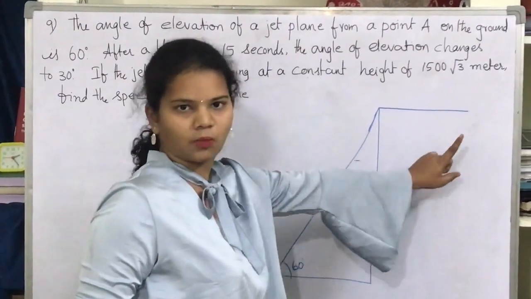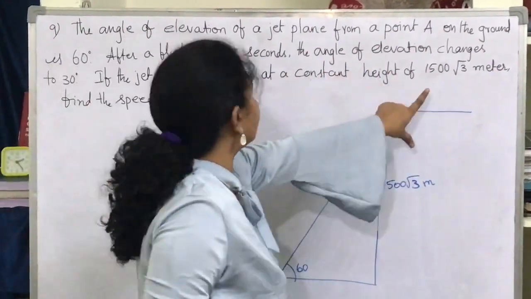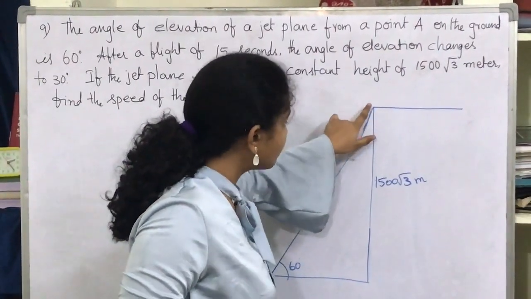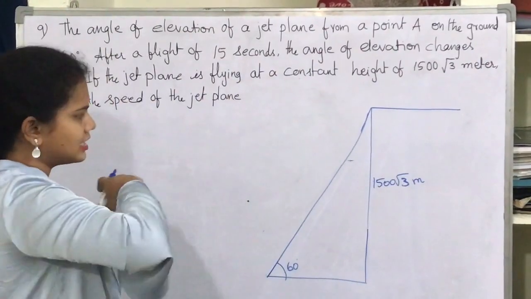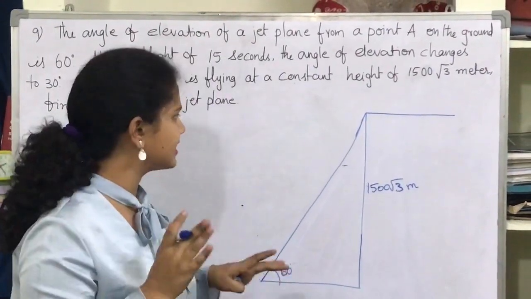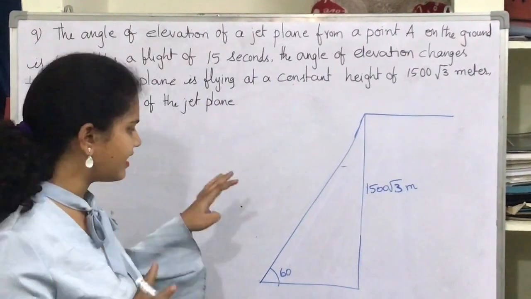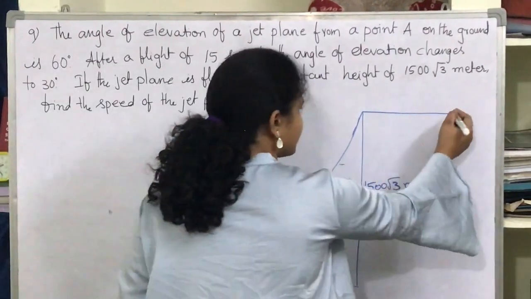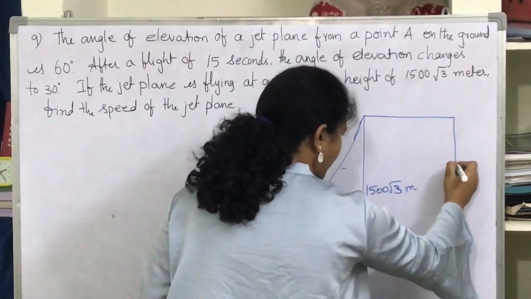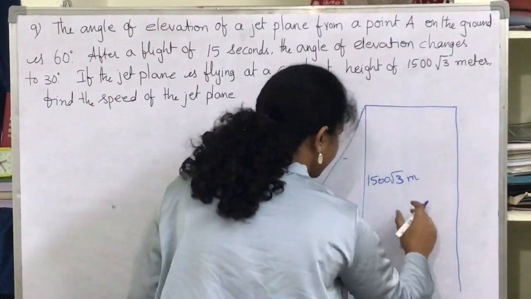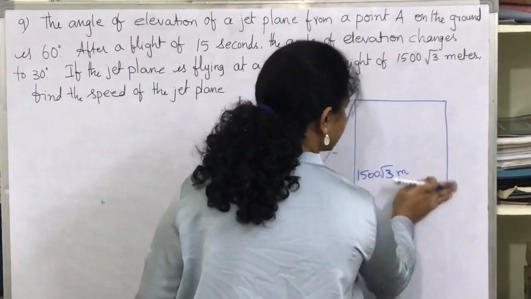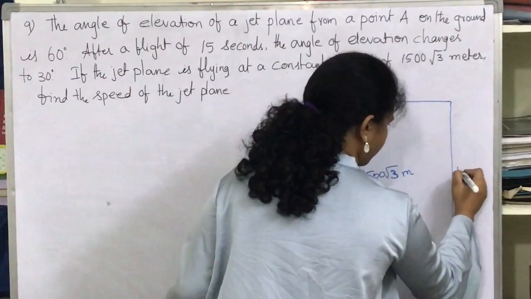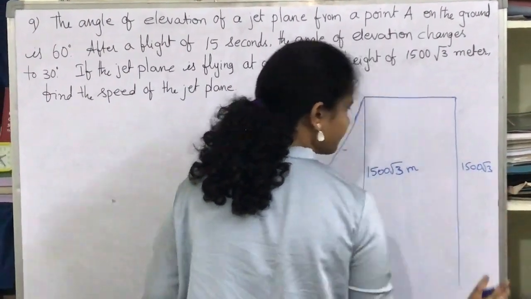this flight reached somewhere over here. Now the angle of elevation changes to 30 degrees. So after the flight passes a particular distance, the angle of elevation changes from 60 degrees to 30 degrees. Okay, the angle of elevation decreases from 60 to 30 degrees. So here you have the same height, 1500 root 3 meters, where this line is parallel to the other one. Thus, we can consider this line is also 1500 root 3 meters.